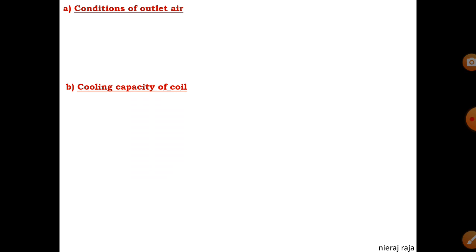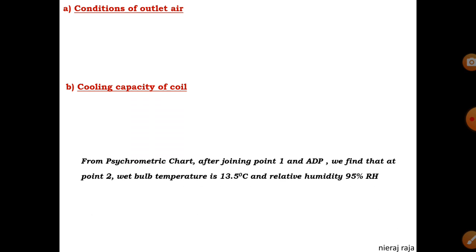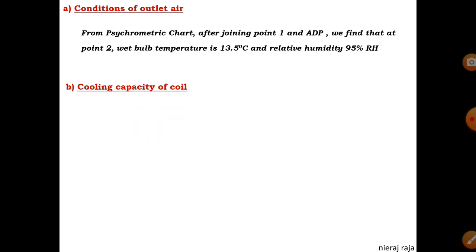Two things you have to calculate. One is the condition of outlet air, and the second is the cooling capacity of the coil. Condition is nothing but the properties at point number 2. The temperature you already got, that is 9.5, but along with that the wet bulb temperature is 13.5 and the relative humidity is 95% RH. Phi is equal to 95%.